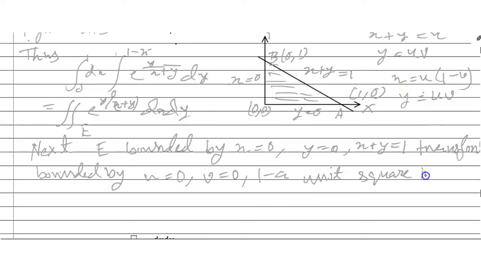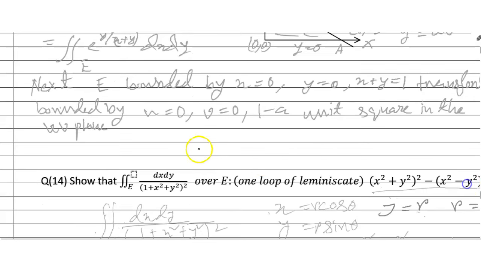In the UV plane, so I equals double integration e to the power x plus y dx dy equals double integral e to the power uv into u into du into dv.